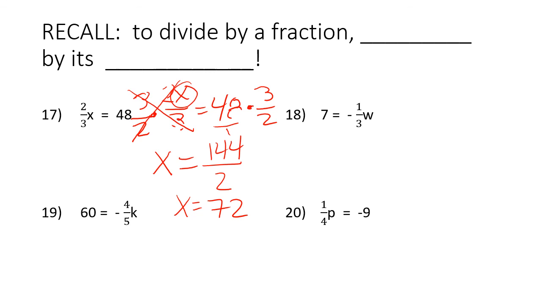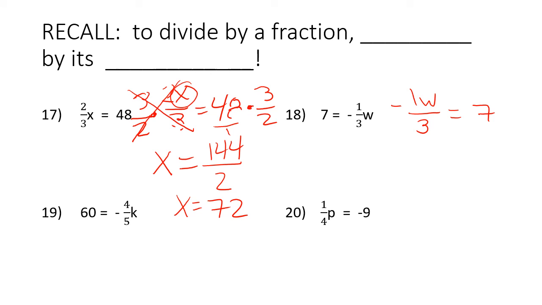Number 18, we're going to do also by multiplying. 7 equals negative 1/3 w. This is really negative 1w over 3, which equals 7. Okay? So we can multiply by the reciprocal, or we can do it in 2 steps.